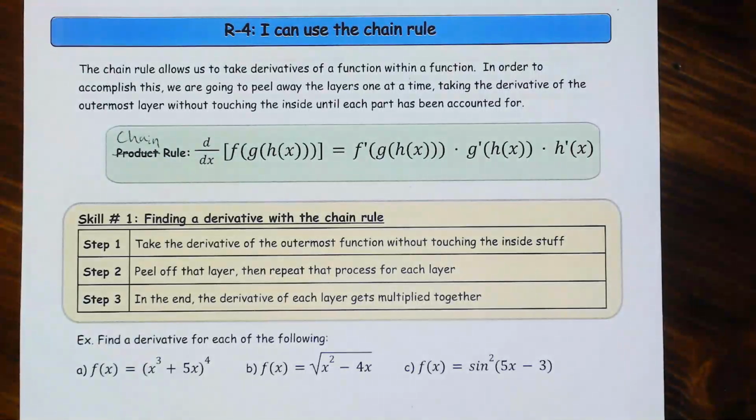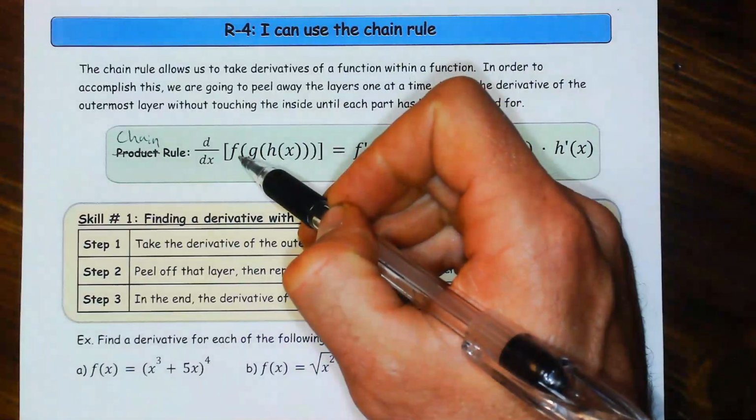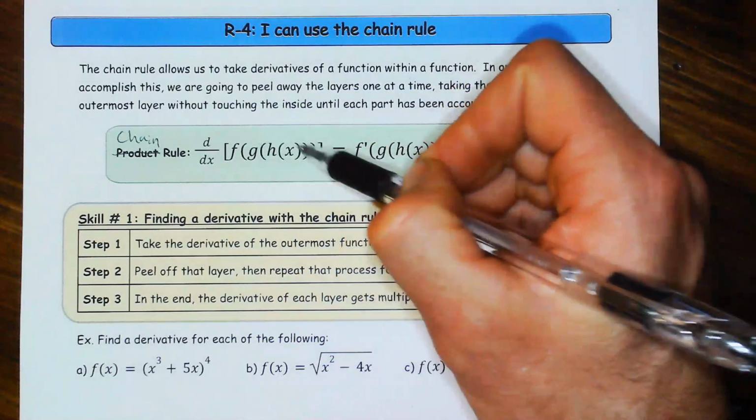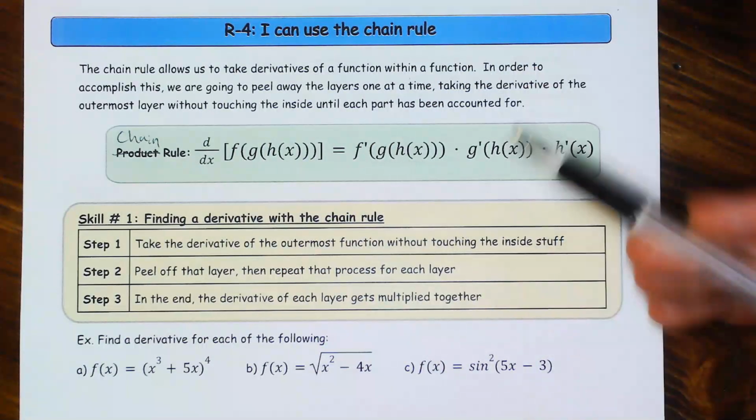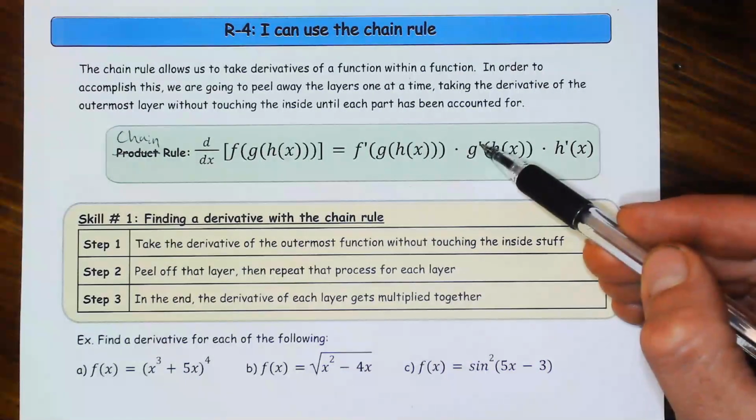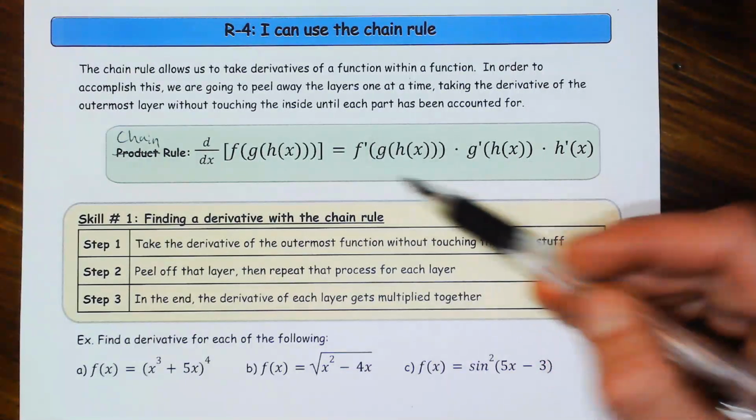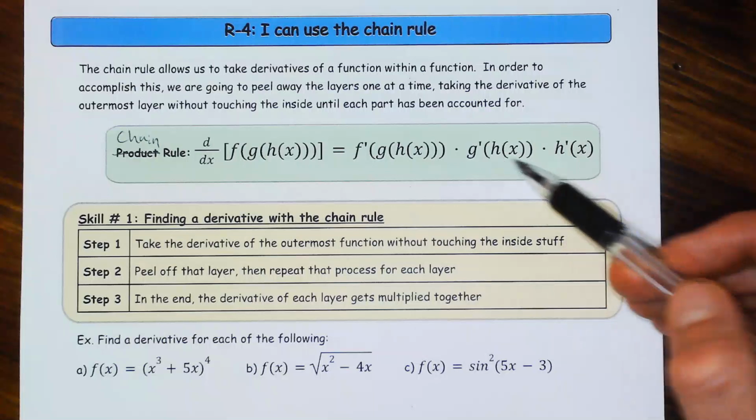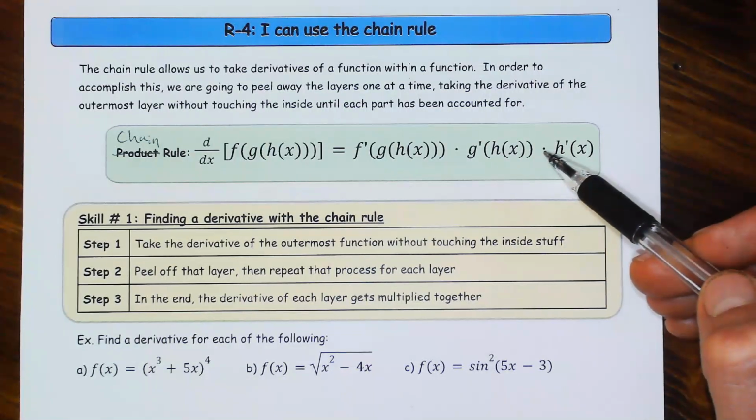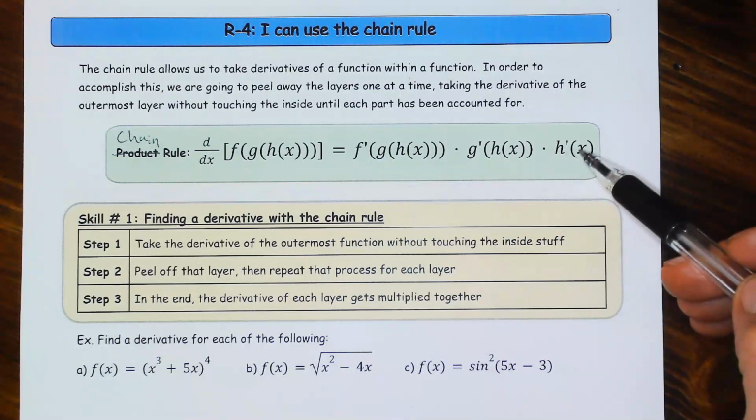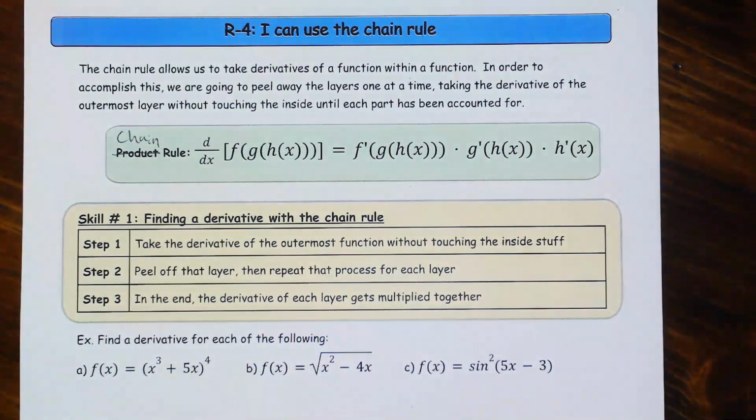Basically, the chain rule takes something that has multiple layers and then peels back the layers one at a time. So you take the derivative of the outside function without touching any of the stuff on the inside, f prime without touching g and h. And then you multiply that by g prime, once the f layer has been peeled away, g prime, and then h is on the inside. And then once the g layer is peeled away, you multiply that by the derivative of h.